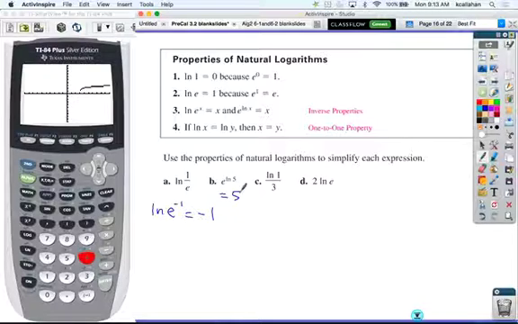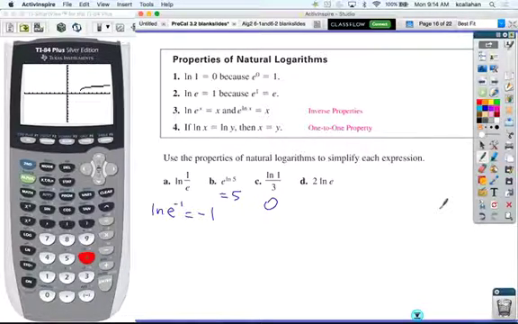Okay. ln of 1 all over 3. Which property applies? Just look at the numerator. What property applies? ln of 1 equals 0, right? Log any base of 1 equals 0. So this is 0 divided by 3, which is 0. Hopefully the divide by 3 part isn't causing problems.